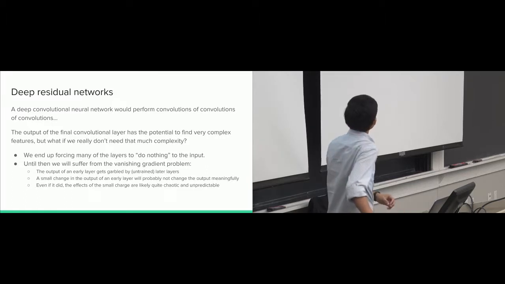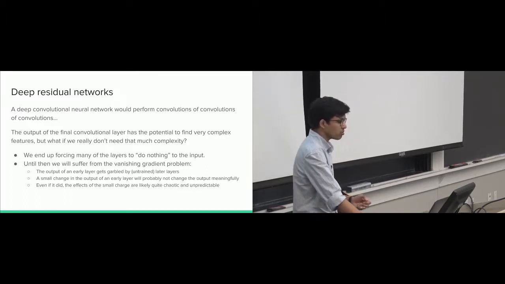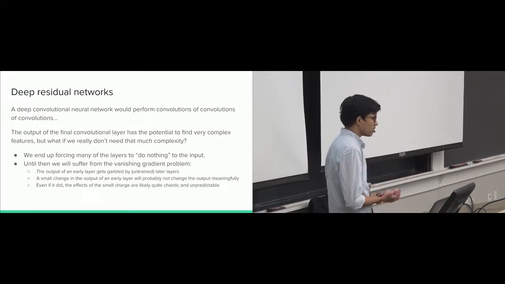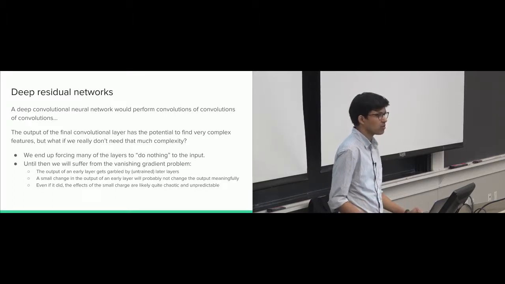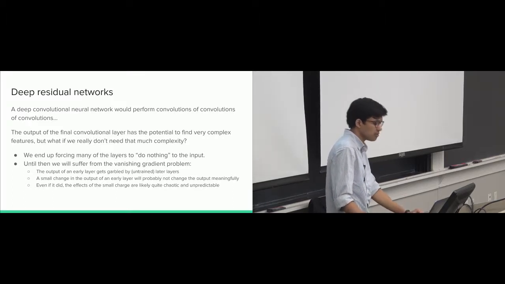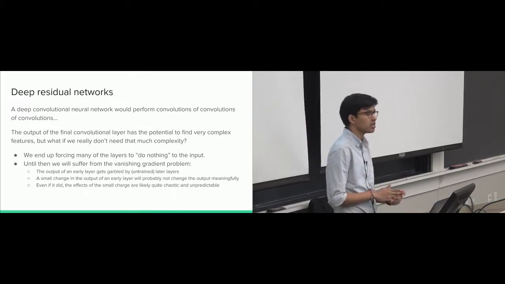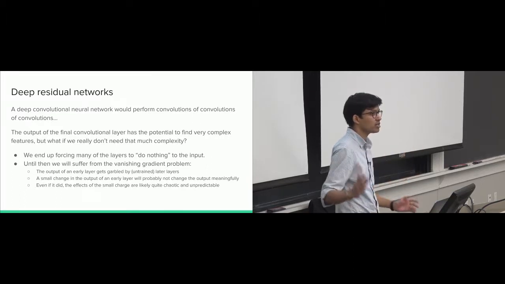So now let's talk about deep residual networks. A deep convolutional neural network would perform convolution after convolution after convolution. A deep residual network, or ResNet, has given state-of-the-art results for image classification. I'll first explain the motivation behind this ResNet. Let's say you have a 100-layer CNN.